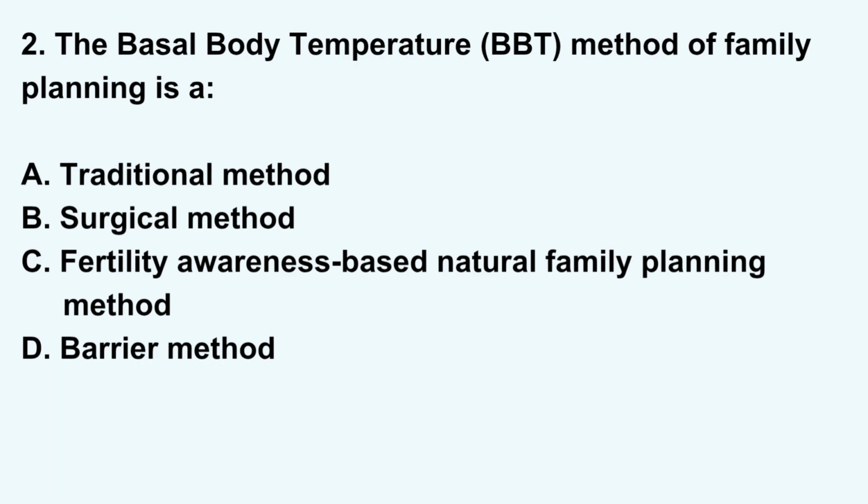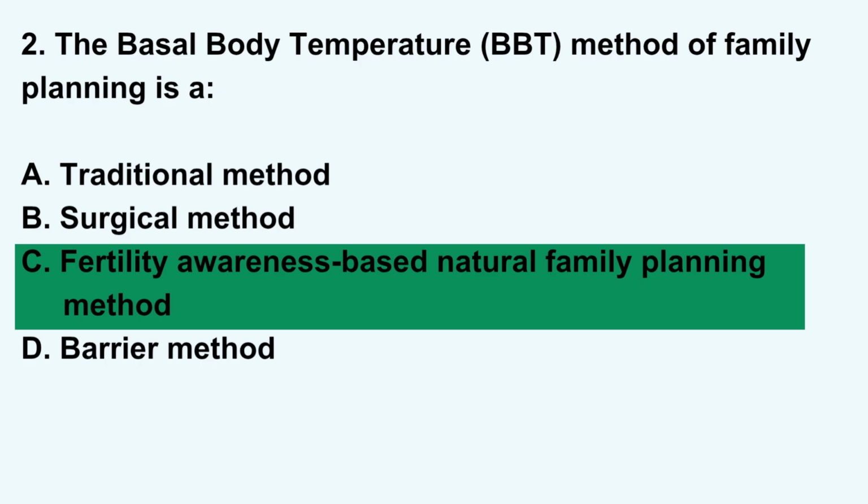The basal body temperature method of family planning is: A. Traditional method, B. Surgical method, C. Fertility awareness-based natural family planning method, D. Barrier method. Correct answer is C. BBT tracks body temperature changes linked to ovulation to identify fertile days, classifying it as a natural, fertility awareness-based natural family planning method.